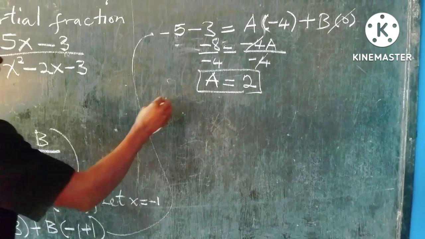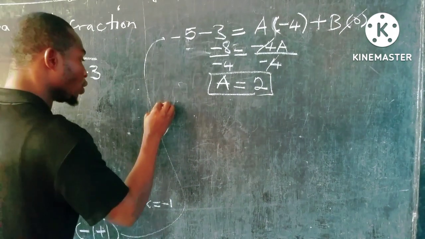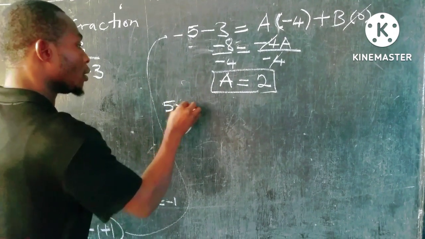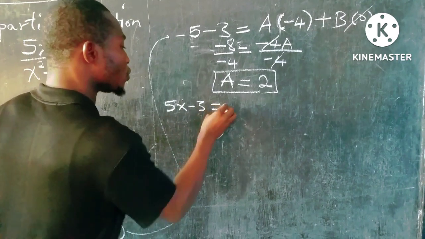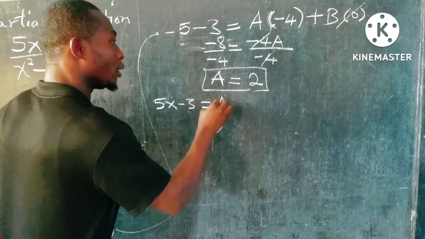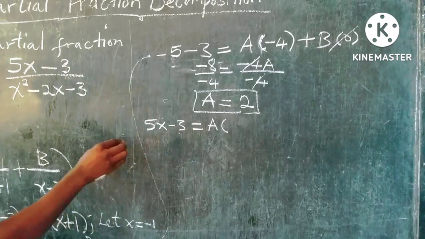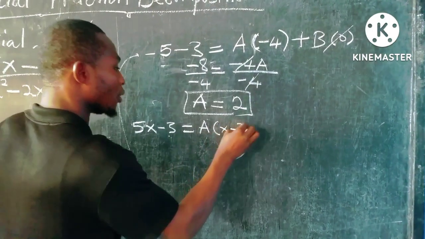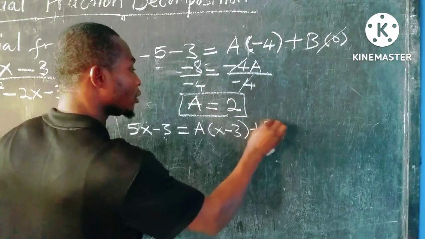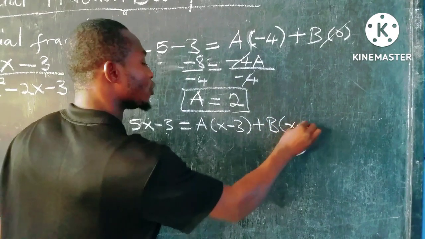Now we use the same approach to solve B. So take the original equation. So it's 5x minus 3 will be equal to A, parenthesis open, x minus 3, parenthesis closes, plus B, parenthesis open, x plus 1.